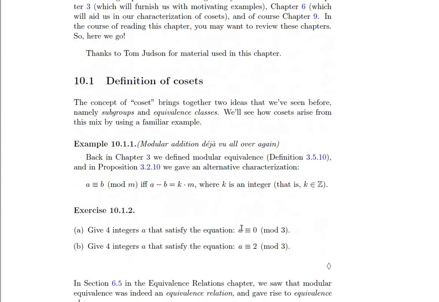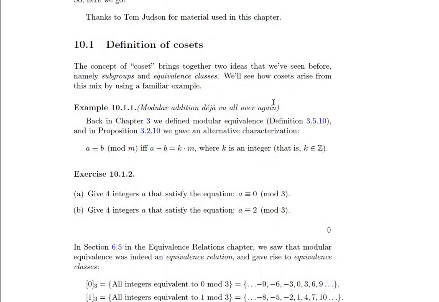All right, now, the idea of coset brings together two ideas we've seen before: subgroups and equivalence classes. So we'll use an example that we've used a couple of times. In fact, it was the example we used to introduce equivalence classes: modular equivalence. So remember that two numbers are equivalent mod m if their difference is an integer multiple of m. For instance, 3 and 8 are equivalent mod 5 because 3 minus 8 is negative 5, which is a multiple of 5.